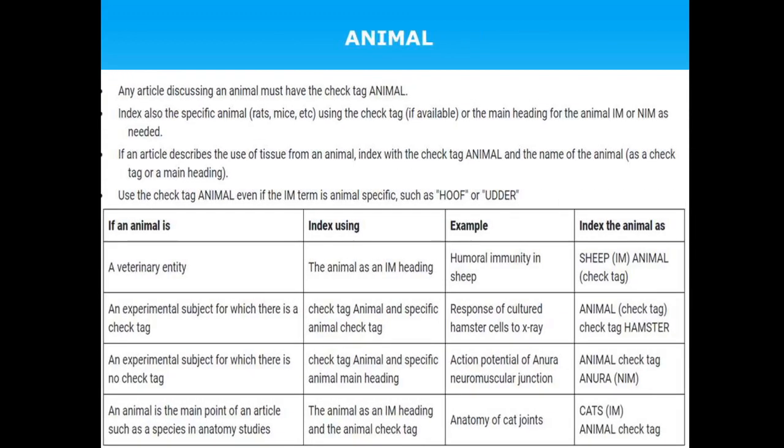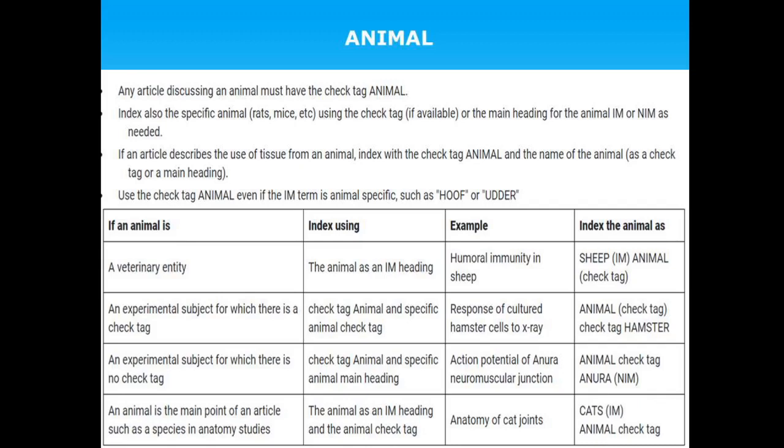Fine. So next is animal. If any article discusses an animal, it must have the check tag animal, definitely. For example, examination and health of diabetics in tiger or lion, whatever it may be, any animal. If any article is discussing animals, automatically you have to include the check tag animal. Also index the specific animals: if it is talking about rats or mice, use the check tag if available, or the main heading. In the case of adult, young, or child, everything falls under the main heading human. Here rat, mice, lion, tiger, cat, whatever it may be, everything falls under the main class animal.